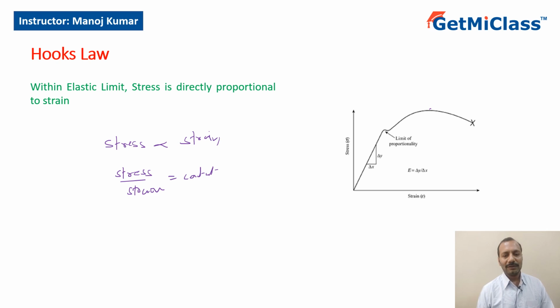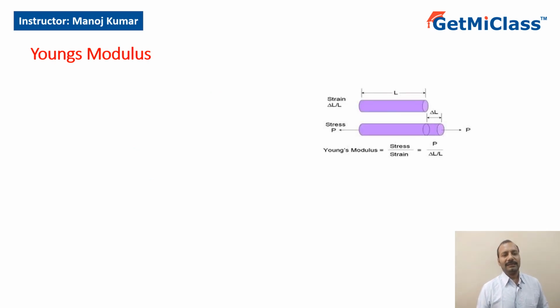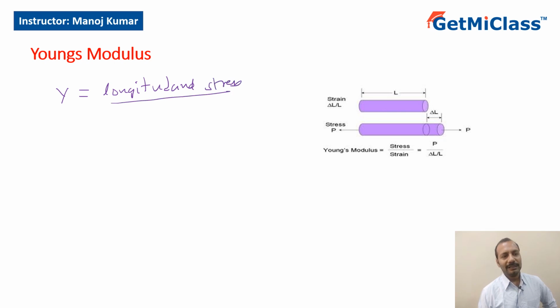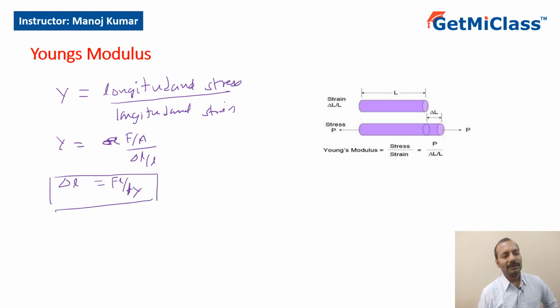Now based on this Hooke's law we define various moduli of rigidity. The first one is Young's modulus. Young's modulus is defined as longitudinal stress or normal stress by longitudinal strain. So how do I write it? I can write Y equal to F by A, that is longitudinal stress, by delta L by L. So from this I can write delta L equal to FL by AY. So if a force F is applied normal to the cross section, then the change in length of the object is given by FL by AY.